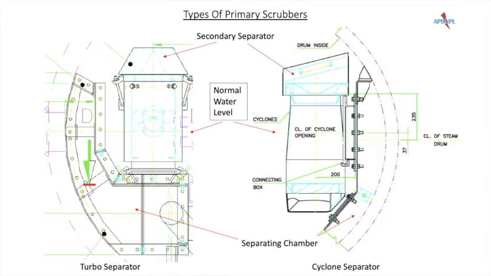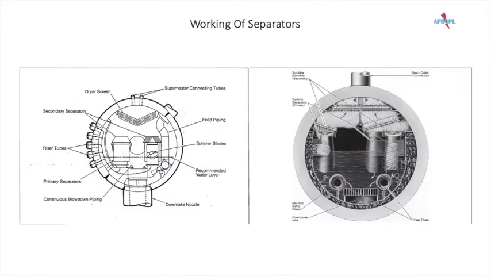2. Cyclone separator. It also uses the radial acceleration method and it is achieved by allowing the water and steam mixture to enter the separator tangentially to impart spinning action. Secondary separators and dryers are generally baffled plates or screens of wire mesh for removal of residual moisture from steam.